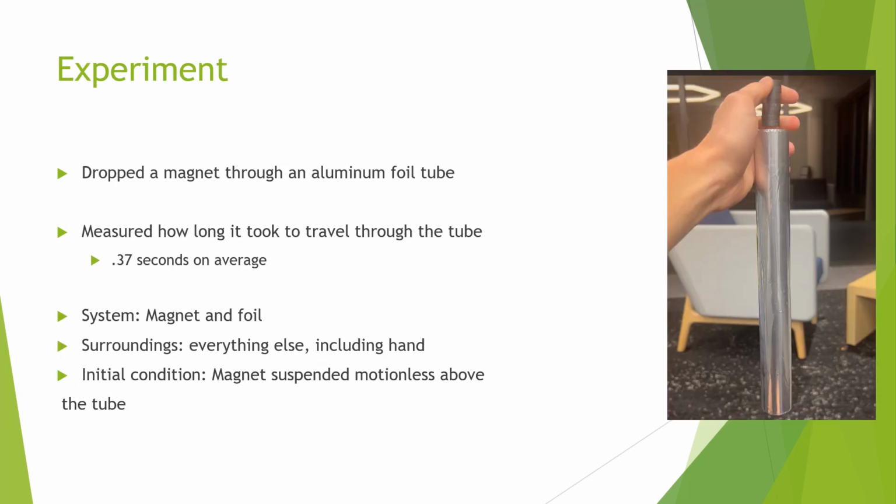In the experiment section of this lab, I dropped a magnet through a roll of aluminum foil and took a video of the process. Then I measured how long it took for the magnet to travel through the tube. I repeated this experiment 5 more times and found that the average time it took for the magnet to fall was 0.37 seconds. In this lab, the system was the magnet and the aluminum tube, while the surroundings was my hand and everything else. The initial condition was the magnet suspended motionless above the tube.